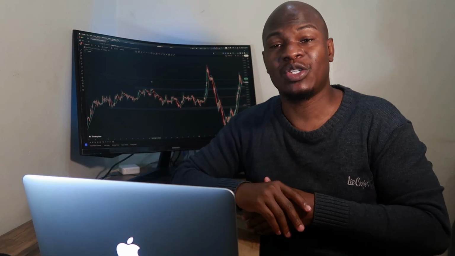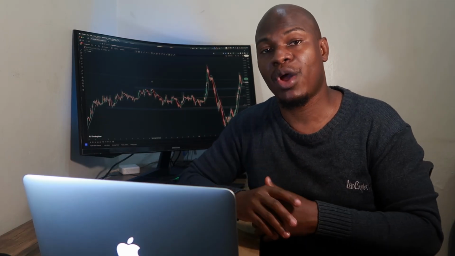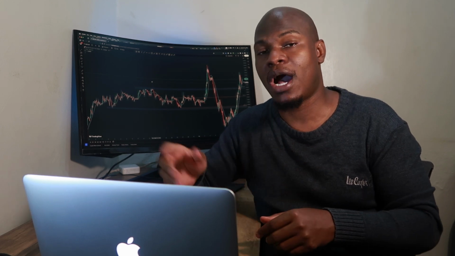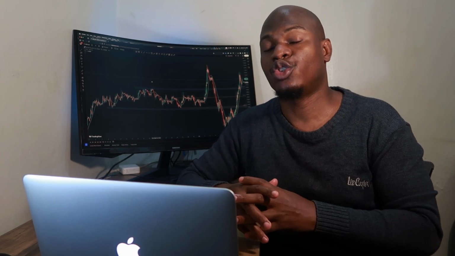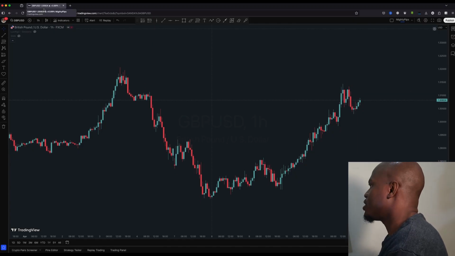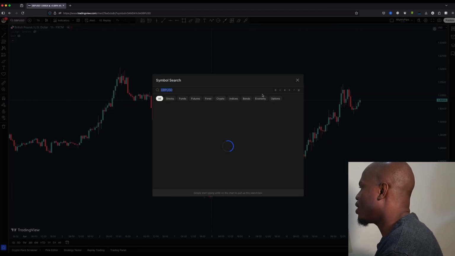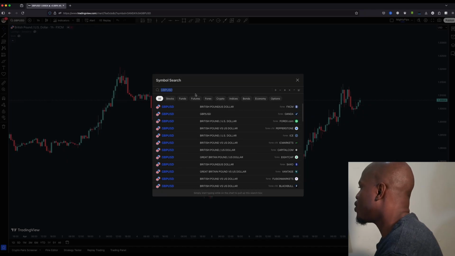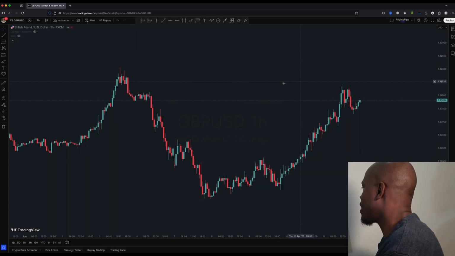But without dwelling so much on that, let me show you guys a very simple way you can start to draw levels on your chart and gauge whether the market is going to go up or go down. For that, I'll show you guys on the chart behind me here. This is a technical price chart that shows the pound against the US dollar. As you can see here, GBP USD is just the Great British Pound against the US dollar. So the Great British Pound is the quote currency and the US dollar is the base currency.